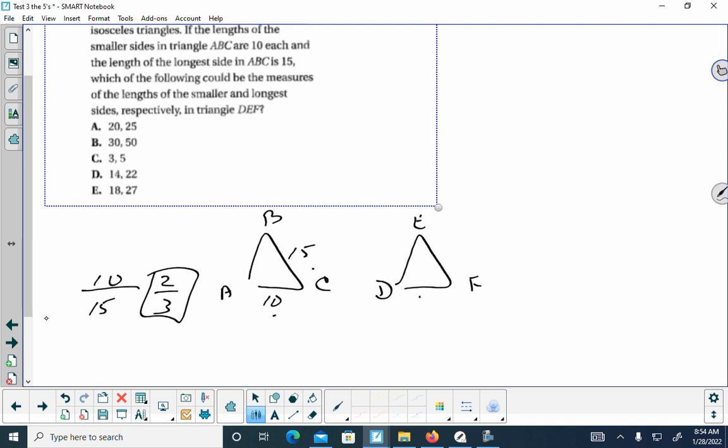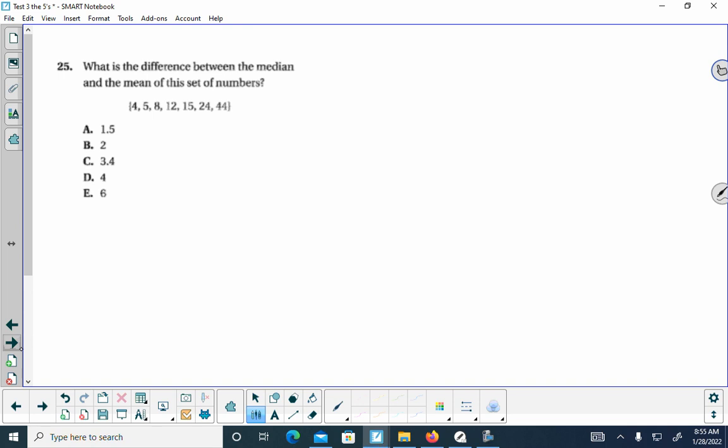So 20 to 25, not 2 to 3. 30 to 50, that's 3 to 5. No. C is 3 to 5. D is 14 to 22, can't simplify it. And then E is that 2 to 3. I divide both of them by 9. So the correct answer is going to be E.